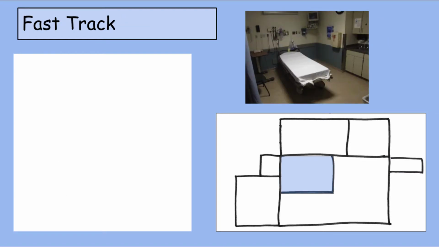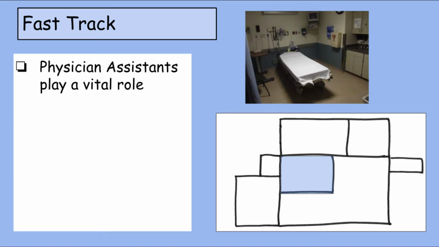Let's move to fast track. Now, again, I said that some emergency rooms, the facility will allow the PA to work in the ambulance bay or to take those main ER patients. A lot of times the PAs get relegated to just fast track, and so your role in the emergency room is your easier stuff, your lower acuity stuff typically.